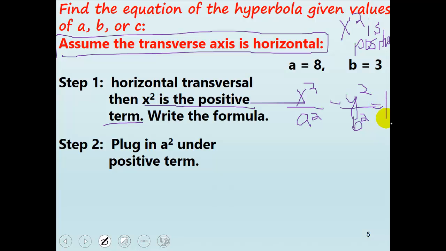Now I'm going to plug in. So I get x squared over 64 minus y squared over 9 is equal to 1. Now remember, a squared is no longer the biggest number. It doesn't matter which one is the biggest number. A squared has to go under the positive term. So whatever is the positive term, that's going to tell you whether you have a horizontal or a vertical. Okay, why don't you try the video question?